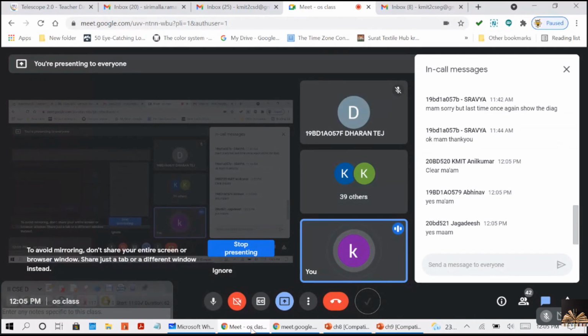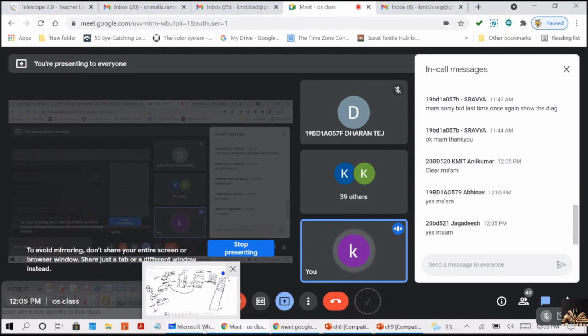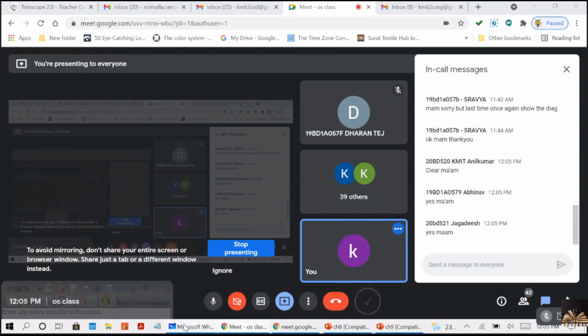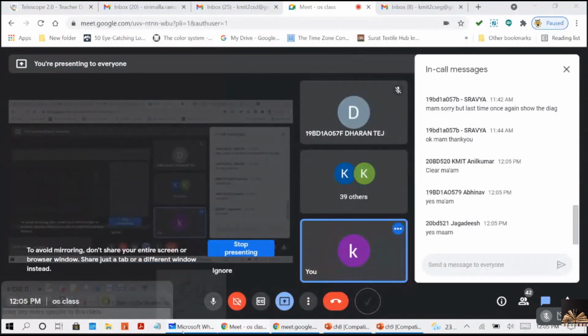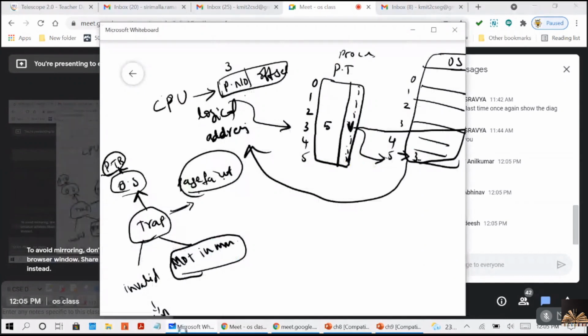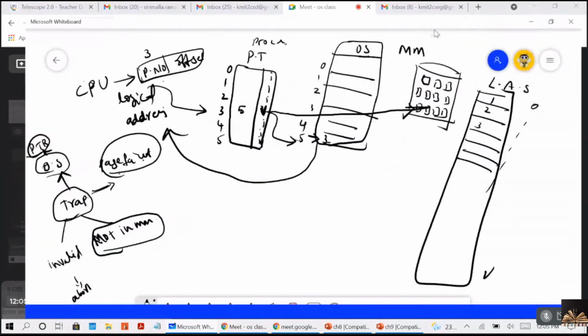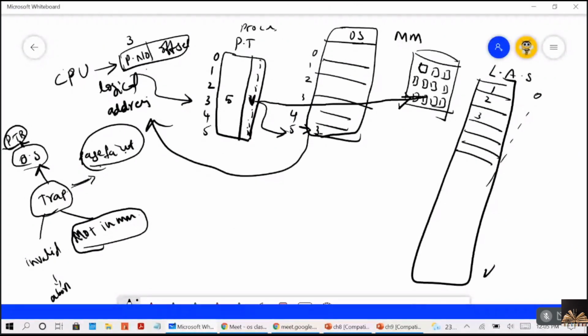Let's move to the page replacement algorithms. Where page replacement algorithms come in, I will show you. See, your main memory is divided into frames. When the CPU is requesting for pages, we will be loading them. After loading, let's consider your main memory is filled, meaning all frames are allocated.